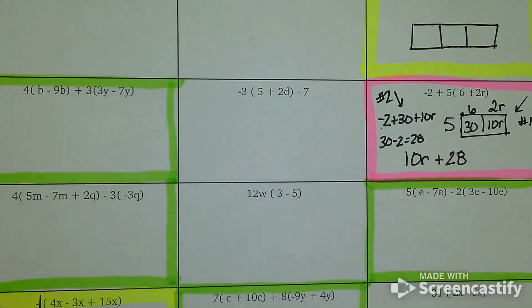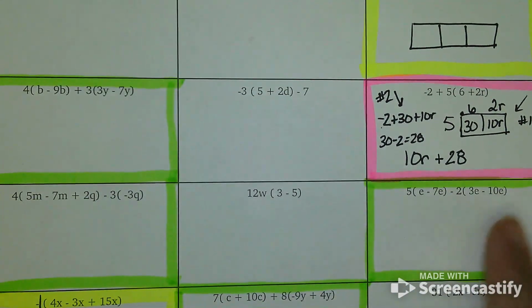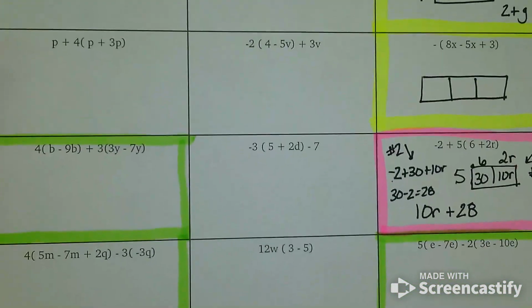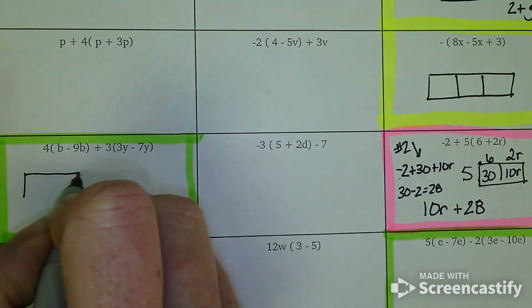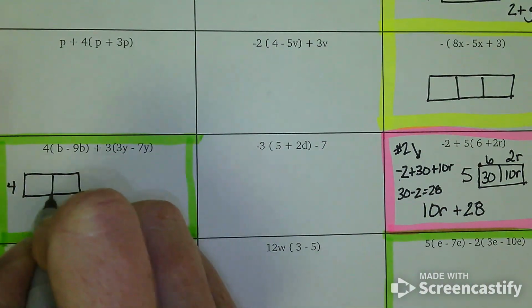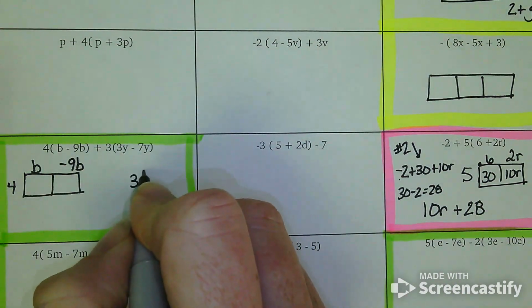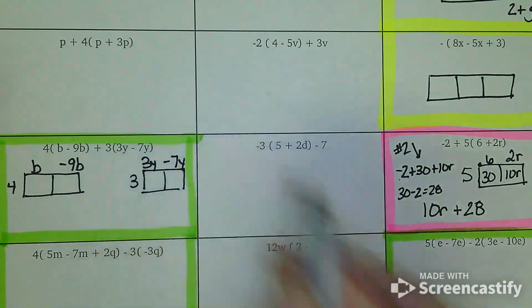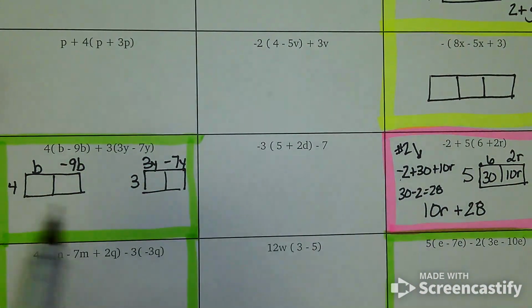Okay? So now I have everything in green. So the greens are double distributive property. It means I have 2 sets of parentheses in every problem that I have to take care of first. Okay? So if I start with this one, number 4, or this problem up here, 4 on the outside, b and minus 9b on the inside. I also have 3 on the outside with 3y and negative 7y on the inside. I have 2 different problems, okay? When I'm done, I'm going to combine everything together at the bottom that can go together.